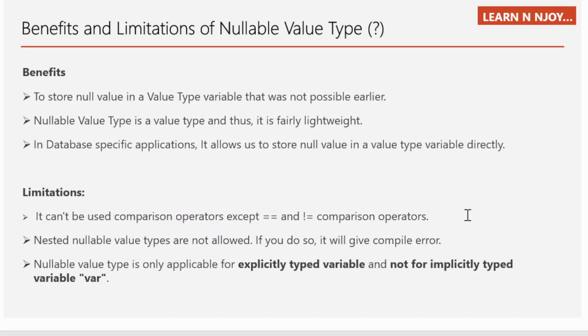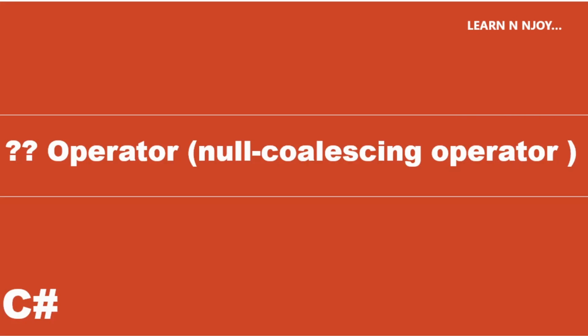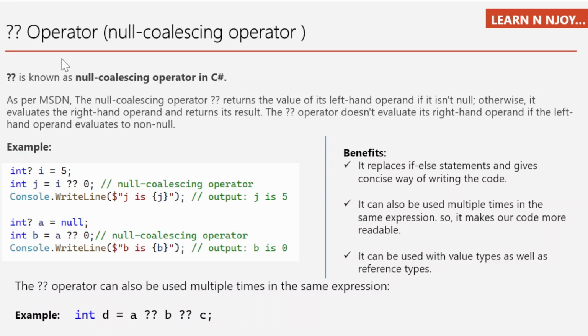Now let's move on to the next topic. Double question mark operator, which is nothing but the null-coalescing operator. So we will see what the null-coalescing operator is and where we can use this operator in C#.